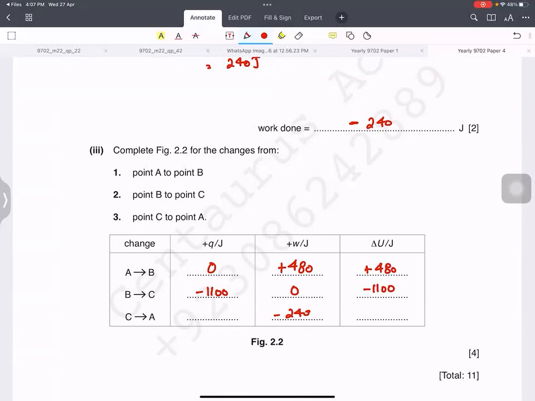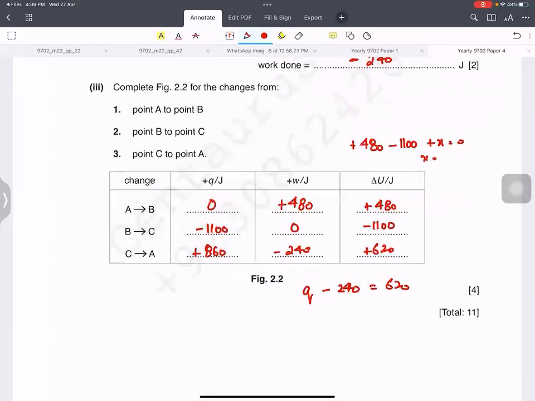And now we have two unknowns, but we know that the sum of internal energy changes has to be equal to zero. So x will be 1100 minus 480, which is 620. And now we put it in: Q minus 240 equals 620. So 860, positive, right? Everybody understands this? Pretty simple, right? So you just need to read stuff.